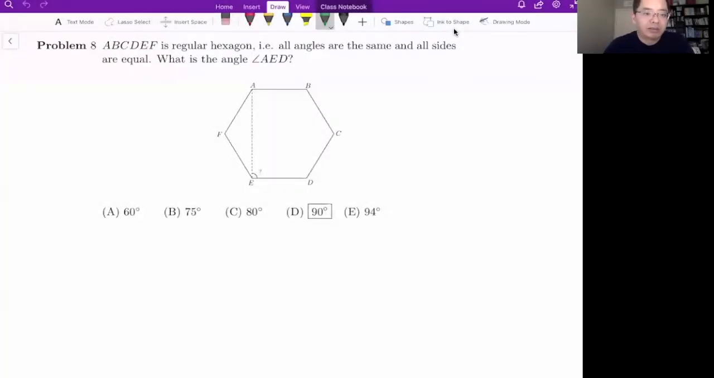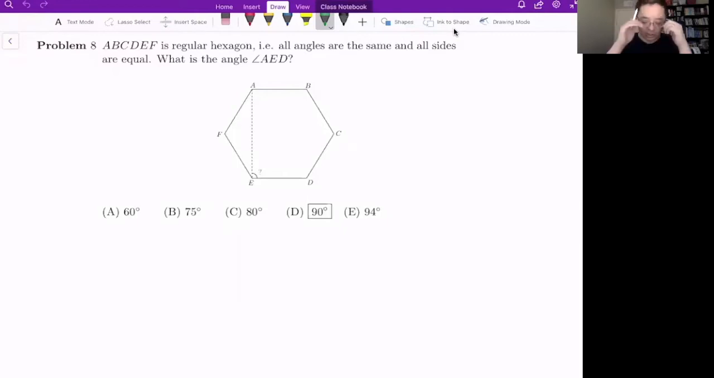Let's go to problem number 8. Okay, so the problem says here we have a regular hexagon. Regular means all those 6 angles are the same and all 6 sides have the same length. All right, so the question is, what is this angle AED?